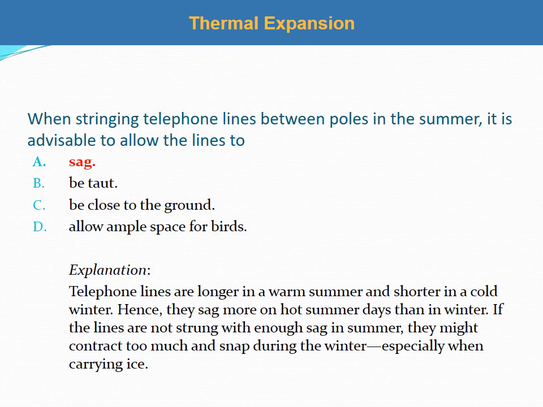Telephone lines are longer in a warm summer and shorter in a cold winter. Hence, they sag more on hot summer days than in winter. If the lines are not strung with enough sag in summer, they might contract too much and snap during the winter, especially when carrying ice.